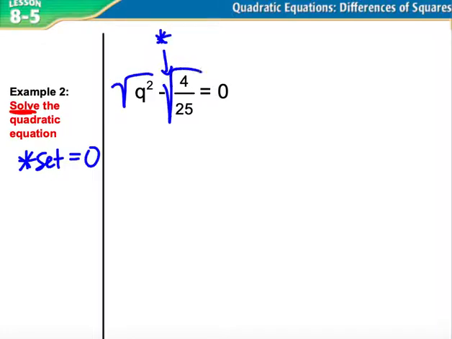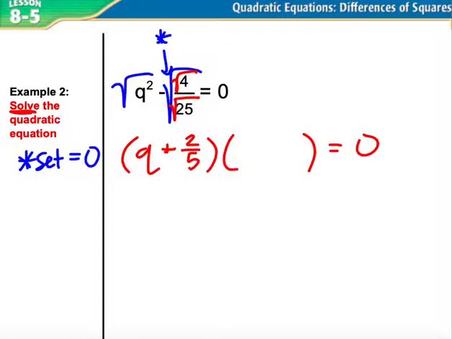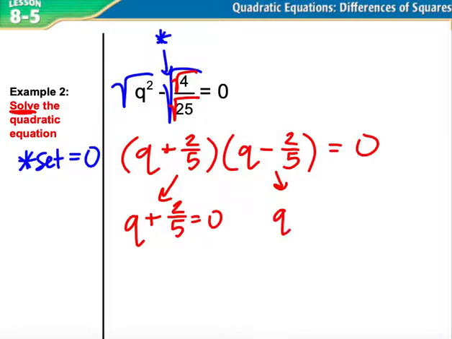So I'm going to square root. There's that super cool rule about perfect squares in a fraction. You can actually break that square root and do the square root of both the numerator and the denominator. So if I put this into factored form, I would see q plus square root of 4 over the square root of 25 would be 2/5, and q minus 2/5. Once you've got it in factored form, then you can set both those factors equal to 0. So q plus 2/5 is equal to 0, and q minus 2/5 is equal to 0.